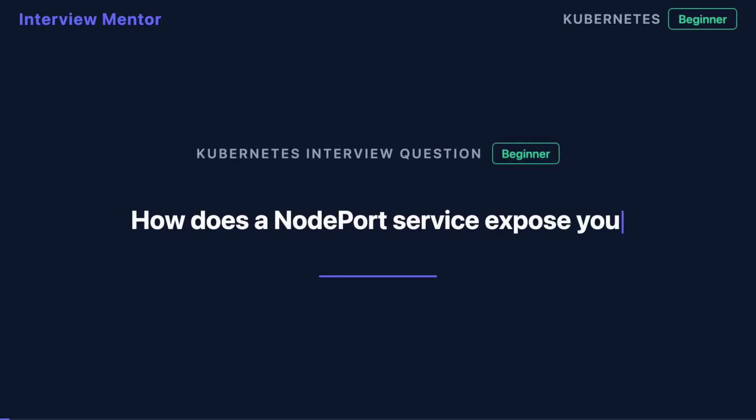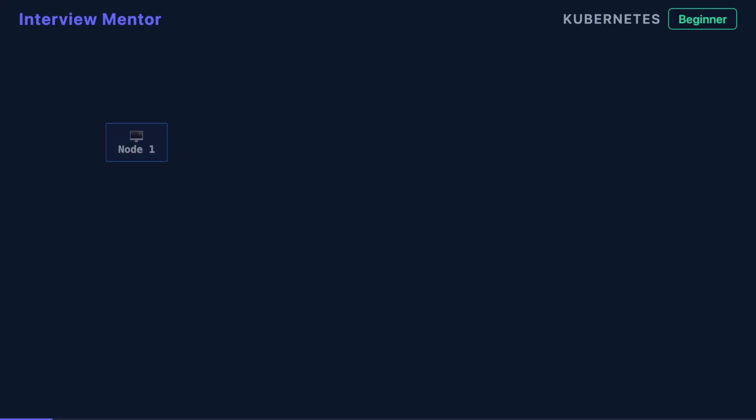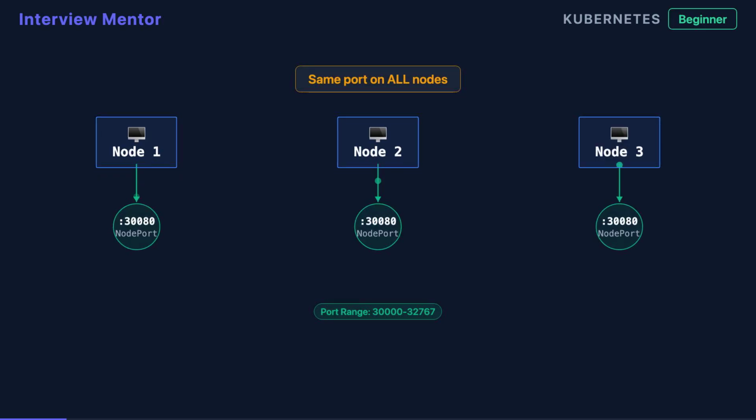How does a NodePort service expose your application? It's simpler than you think, but there's a crucial detail most people miss. When you create a NodePort service, Kubernetes opens a specific port on every single node in your cluster. This port comes from a reserved range, 30,000 to 32,767. You can specify which port you want, or let Kubernetes pick one randomly from this range. The key insight is that this port is opened on all nodes, not just one.